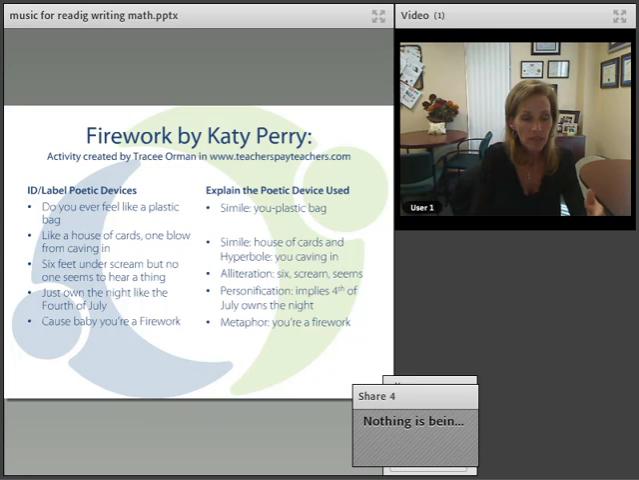So in this activity that she created, she wanted the students to look at the lyrics of the song Fireworks and then find different types of poetic devices, such as a simile, a hyperbole. So she showed them, do you ever feel like a plastic bag? Well, where's the simile there? The simile is you feeling like a plastic bag. Like a house of cards, one blow from caving in. There's two concepts there. We're teaching the concept, again, of the simile, of you feeling like a house of cards, and the hyperbole, which is an exaggeration of you caving in.